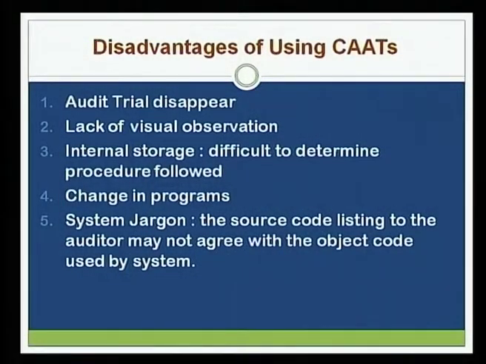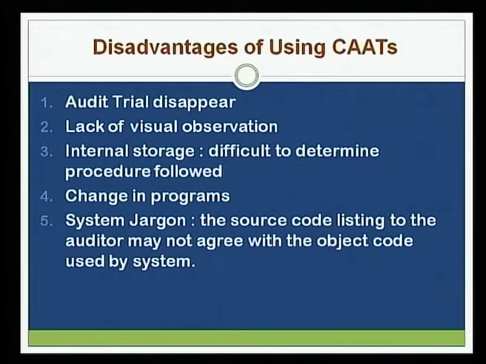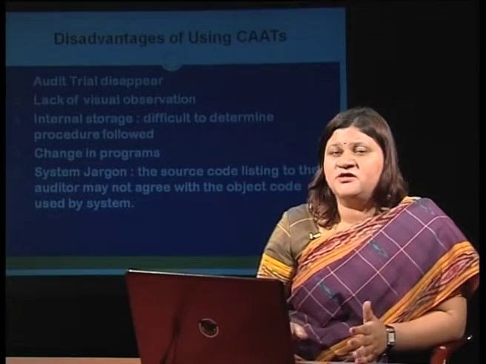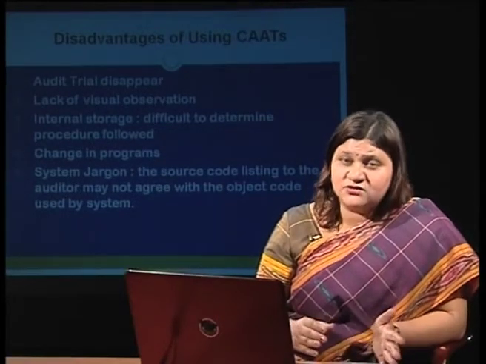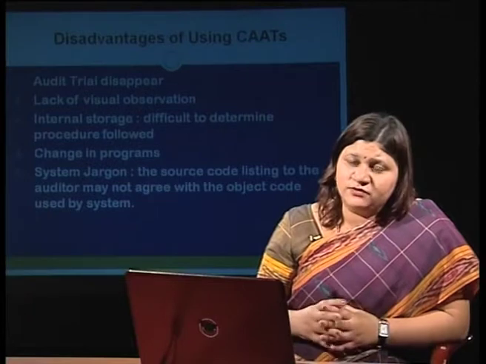Then system jargons, that is a major problem faced by the CAT techniques. There are certain source codes which are assigned while doing the input of the data. So, it is very difficult to decipher what the code is and how it is given as an input into the system. So, let us understand what we mean by system jargon. The source code listed to the auditor may not agree with the object code used by the system. So, wherever there is a discrepancy or disagreement between the source code and the object code of the auditor and the system, then these techniques would be an utter failure.